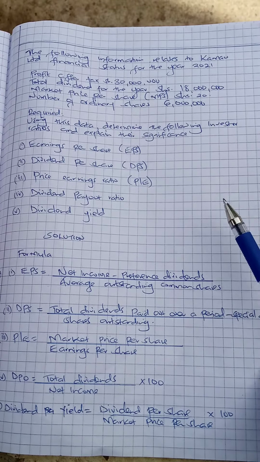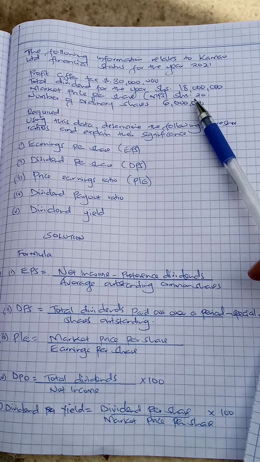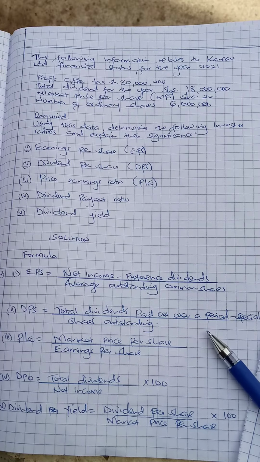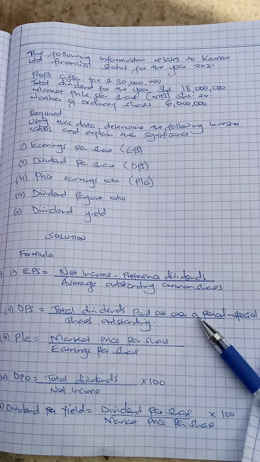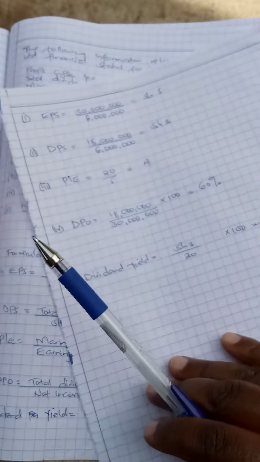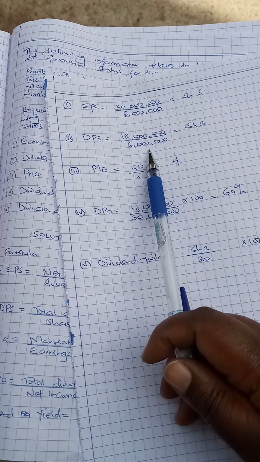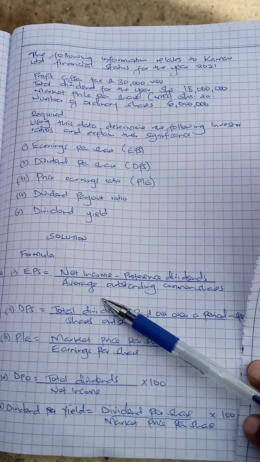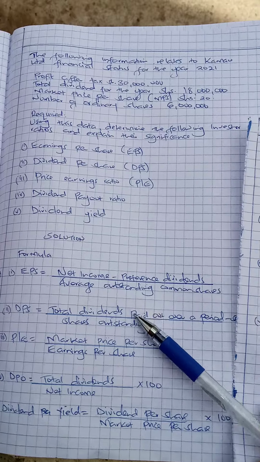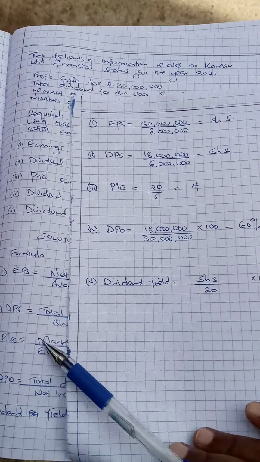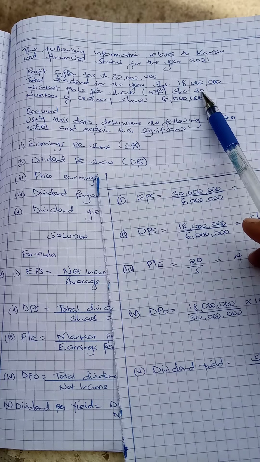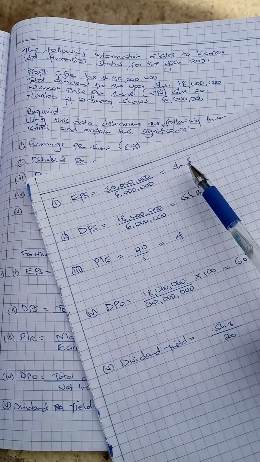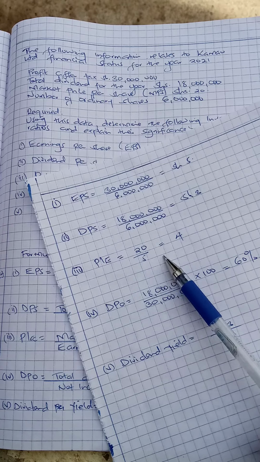Then you go to the second one, which is dividend per share. When you look at our illustration, we have the total dividends that was paid for the year, which is 18 million, minus any special dividends. We don't have any special dividends here, so you'll have it as 18 million divided by 6 million, which is 3 shillings. Then you go to the third one. That one is price earnings ratio. Price earnings is market price per share over earnings per share. We have the market price per share, you have it from the illustration, is 20 shillings, and we have the earnings per share, which is 5 shillings. We had already calculated it up here. So you will have 20 divided by 5, you get 4.